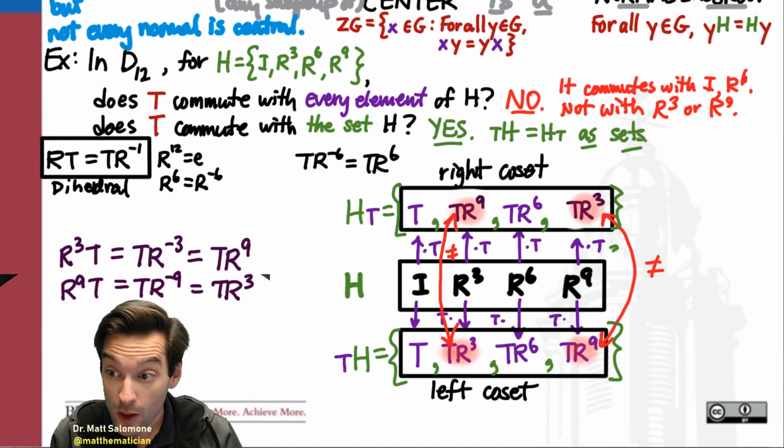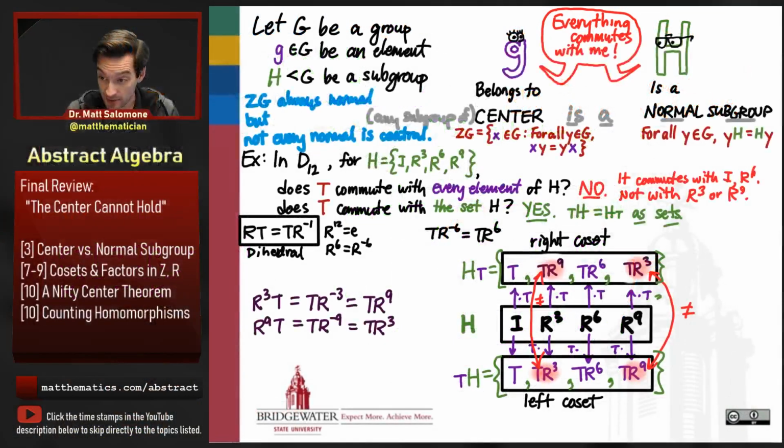And it's that equality as sets that defines a normal subgroup, right? In fact, it turns out that because T and R generate the dihedral group, this is a sufficient check to show that this H ends up being a normal subgroup of D12.